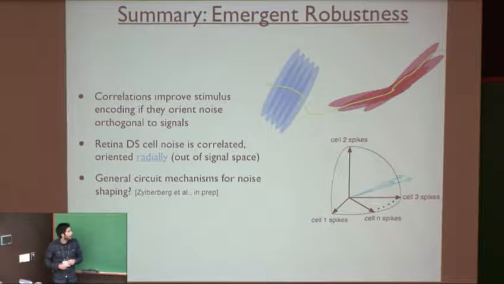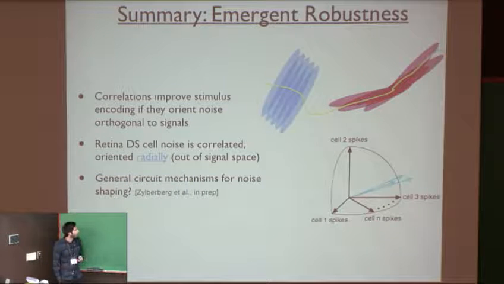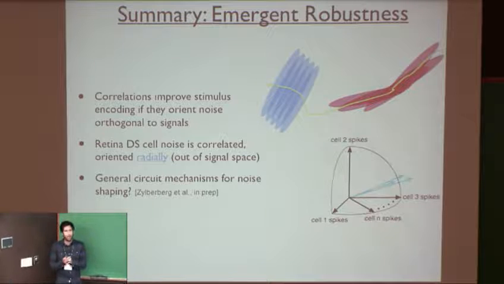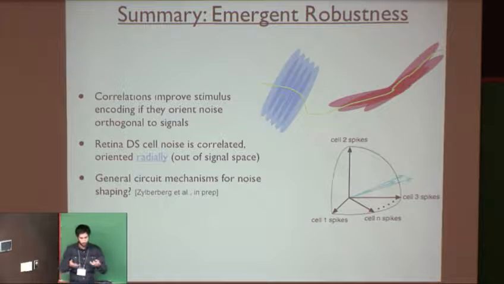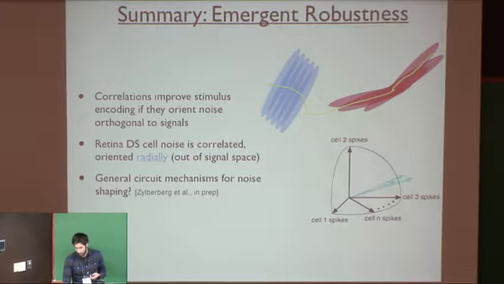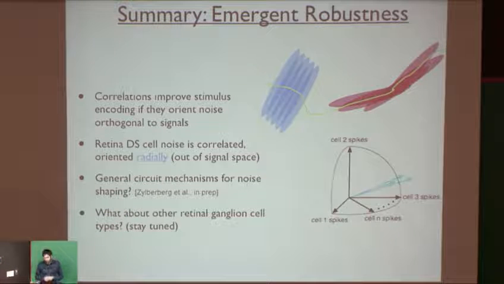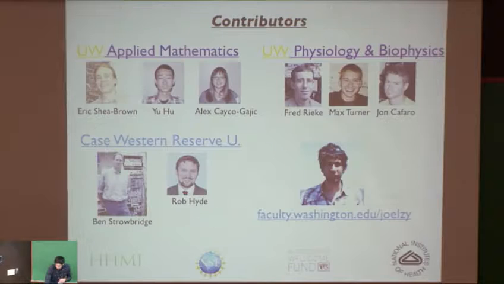Work that is in progress or almost done now, I'm doing on asking what kinds of circuit mechanisms, so patterns of interconnectivity between cells, can actually shape noise in these beneficial ways so that you get emergent robustness in the population codes. We've also only done this for one specific type of retinal ganglion cell, these direction selective cells. There are about 20 different types, and so we're working hard on applying these ideas to things like the on-alpha ganglion cells, and so on.